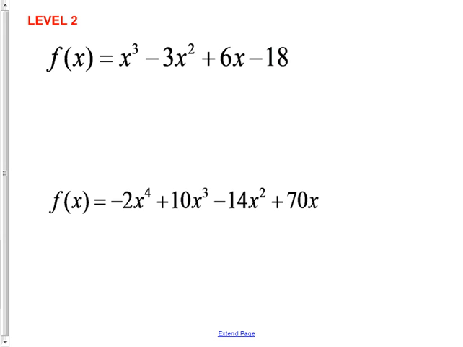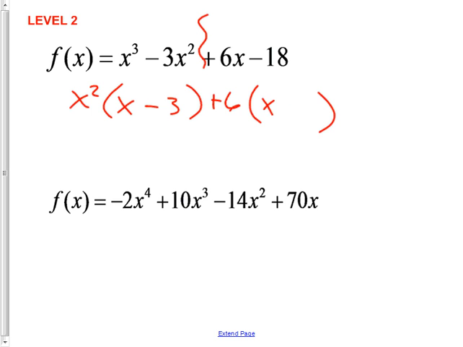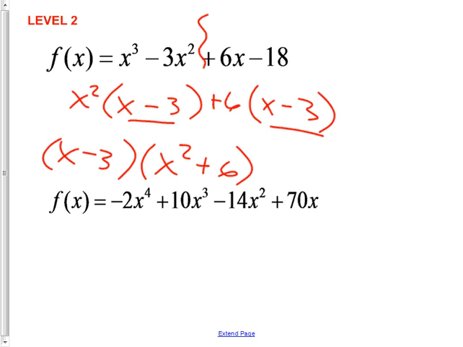So the divide and conquer way for this one would be to take out x squared, and what would I have left? x minus 3, and then take out a negative 6 or positive 6. Positive 6, and I'd hit x minus 3 again. These have to match. Okay, so then I got x minus 3 in front, and then I have x squared plus 6. That's it. It's factored.